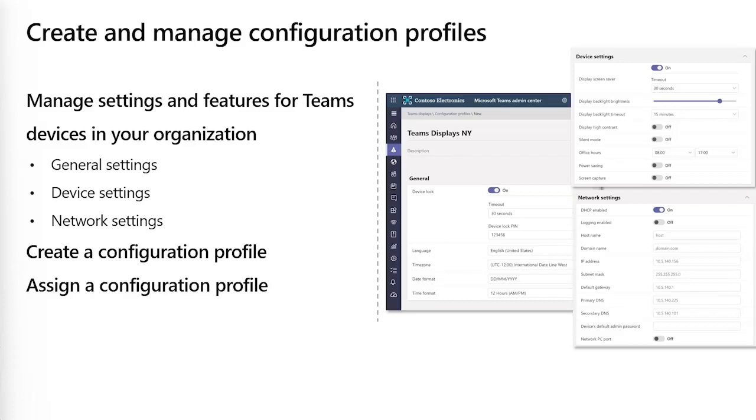What should the backlight brightness be? Do we need high contrast displays? What are the office hours? Do we want to enable power saving? And network settings, do we want to DHCP enable the IP phone, for example? If not, then we can specify the IP address settings.